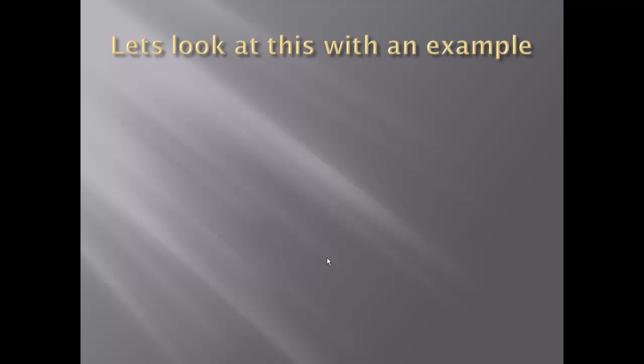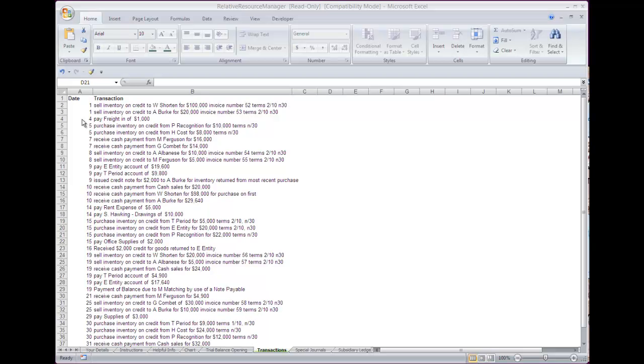So now let's look at this with some example. Now let's look at the use of a special journal in action. So here's a list of transactions for a month, and let's have a look at the first transaction. The first transaction says we're going to sell inventory on credit to W. Shorten for $100,000. The invoice number is 52 and the terms are 2/10, net 30.